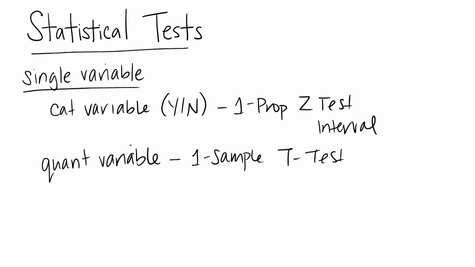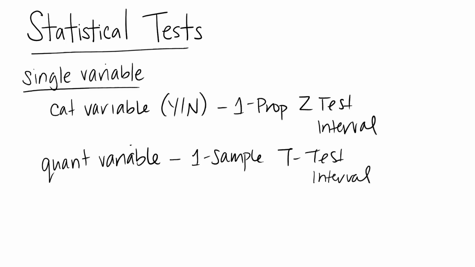And again, this would depend on us having some value, having something that we think it should be. We think these bags of turkey meat should weigh 1 pound. We think the average student spends $300 on textbooks a year. Whatever that might be, we have to have a hypothesized value. Again, otherwise we'd be doing an interval.